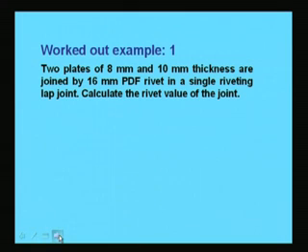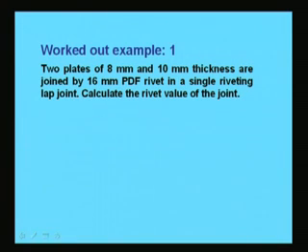Now, if we go through some worked examples, then we will be able to understand how to calculate the strength of a joint. If we go through one or two worked examples, we will understand. One example has been given here: two plates of 8 mm and 10 mm thickness are joined by 16 mm power driven field rivets, PDF meaning power driven field rivets, in a single riveting lap joint. Calculate the rivet value of the joint.